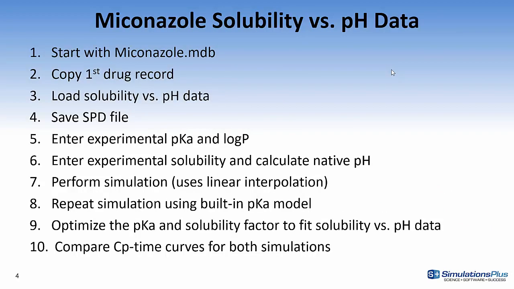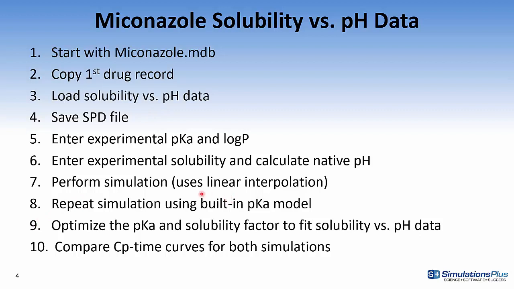This slide outlines the steps I'll perform in this tutorial. First, I'll start with the miconazole database. I'll copy the first drug record, load the solubility versus pH data, and save that as an SPD file. Then I'll enter the experimental pKa and log P data. I'll enter experimental solubility and calculate the native pH, and that'll be the same as the in vitro data I'm reading in. Then I'll perform a simulation.